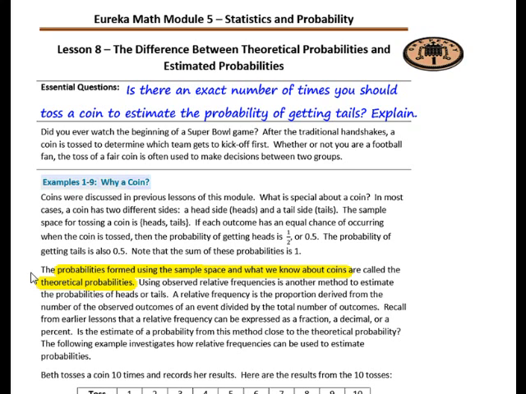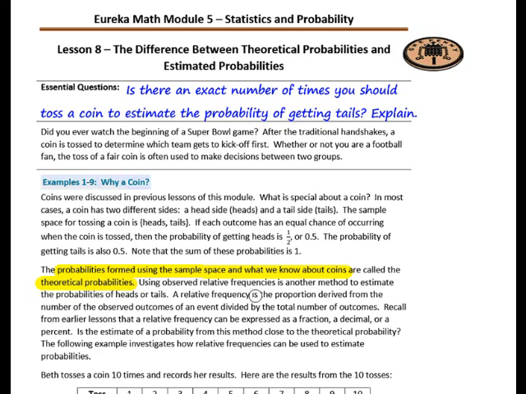When they talk about using observed relative frequencies, that just means looking at the results of an experiment. A relative frequency is the proportion, so it's a fraction, derived from the number of observed outcomes of an event divided by the total number of outcomes.